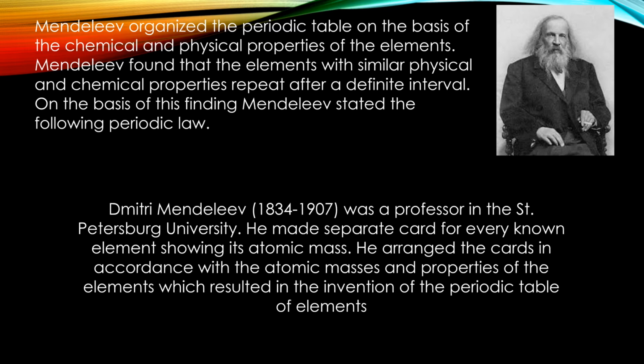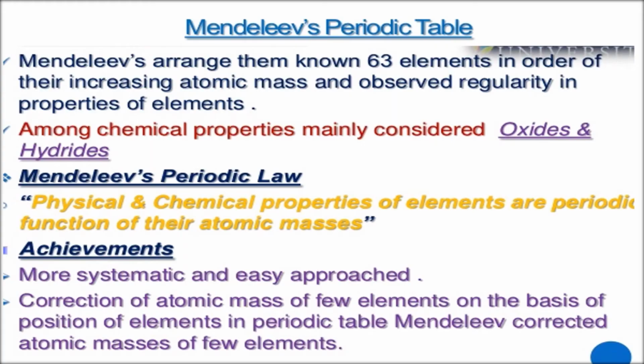Dmitri Mendeleev was a professor in St. Petersburg University. He made a separate card for every known element showing its atomic mass. He arranged the cards in accordance with atomic masses and properties of the elements, which resulted in the invention of the periodic table of elements.